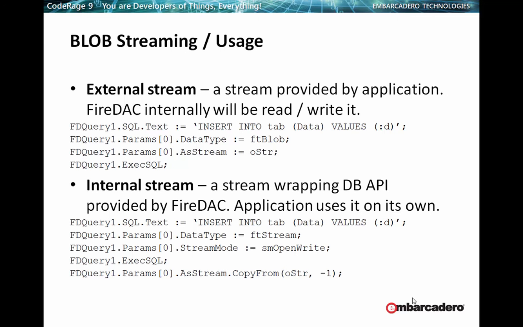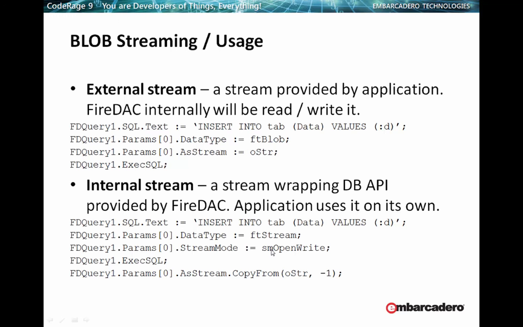Next option is internal streams. Internal streams are streams which are wrapping the database API, and they are provided by FireDAC to the application. Then the application can use them on its own. And the code sample, so the same SQL command, and now the difference. As data type, we should use the ft_stream data type.